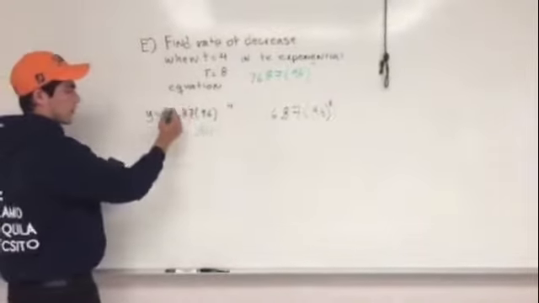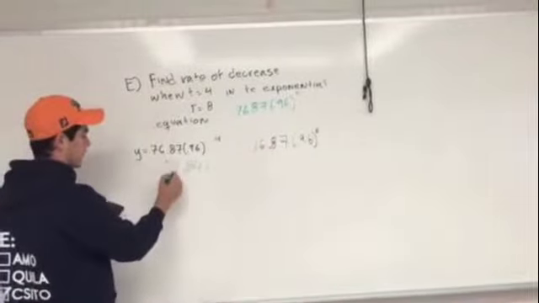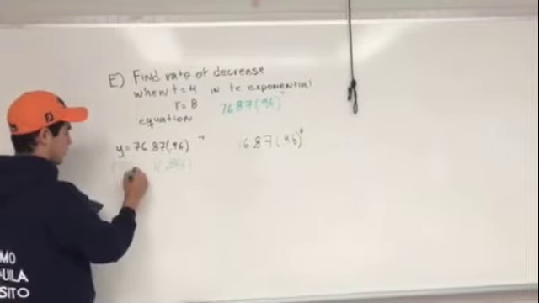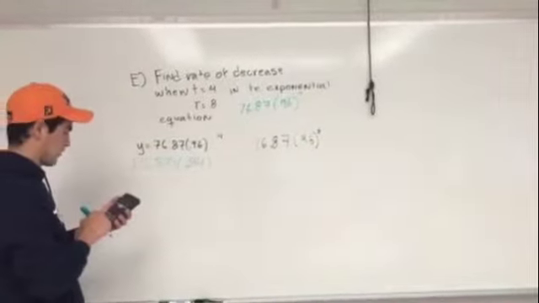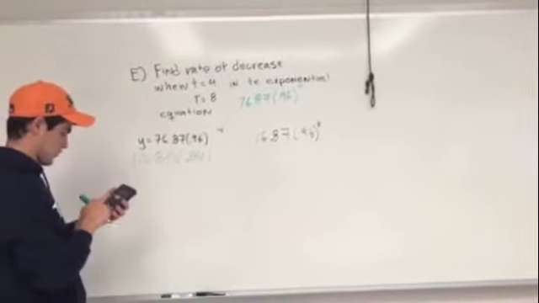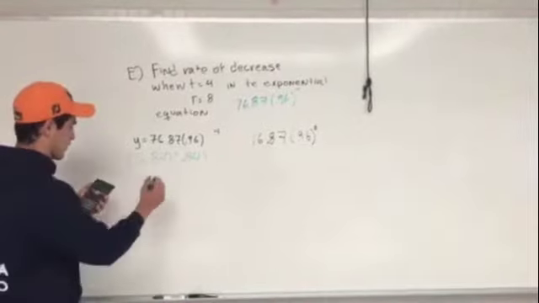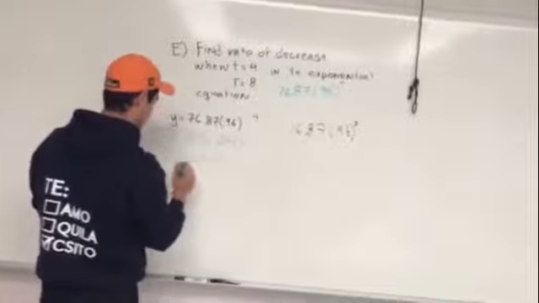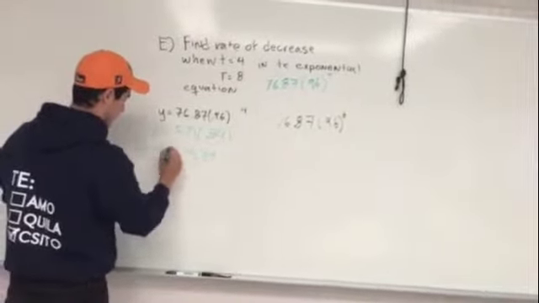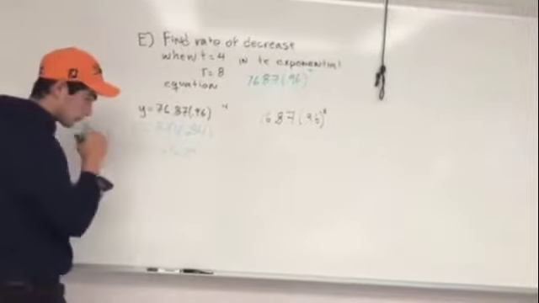Then we're going to multiply 0.84 times 76.87. I'm going to plug it in, and this is going to give us 65.28 as the rate of decrease from our original equation.